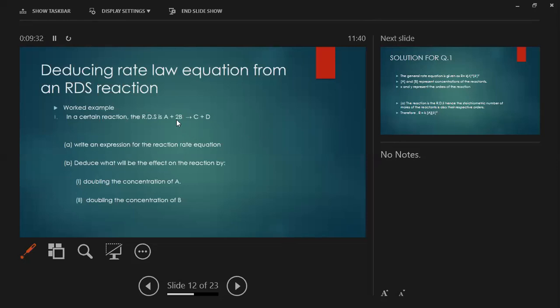It's here. And this equation is the rate determining step. It will not always be the case, but because it's an RDS reaction, that's why we are deducing those orders from the stoichiometric moles in the equation. Very good. I think you are all following. That's fine. So let's move to the next one.